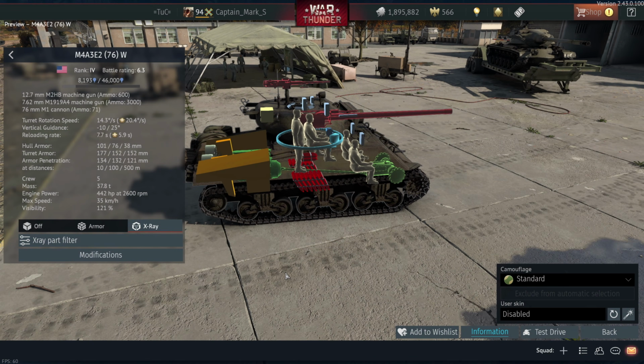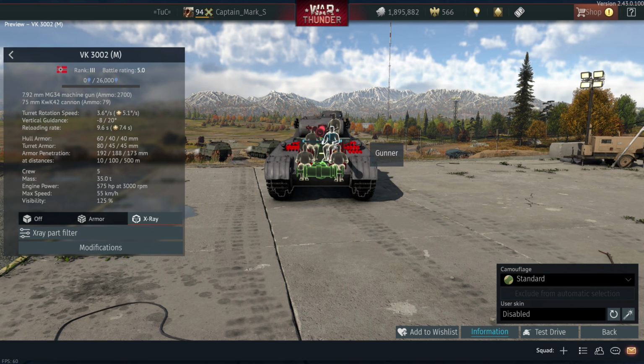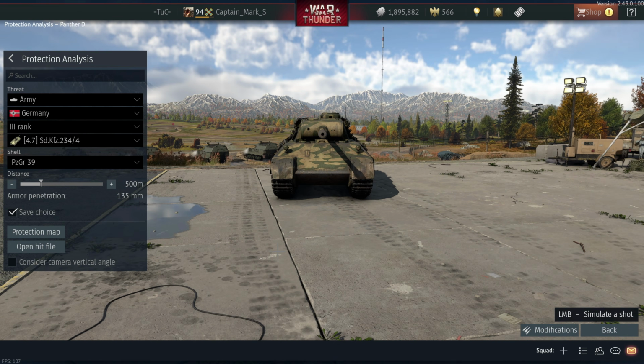Most nations have common crew layouts that they use in all of their tanks. For American tanks, when looking at them from the front, it is best to shoot the left side of the turret, as that houses both the gunner and the commander. On German tanks, it is best to shoot the right side of the turret, as that is where the gunner is located.